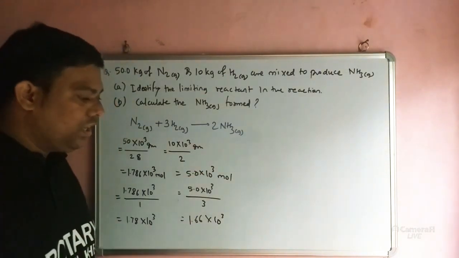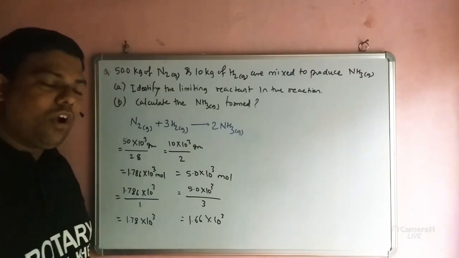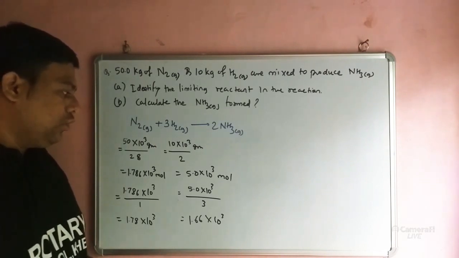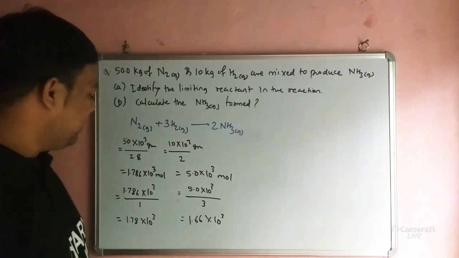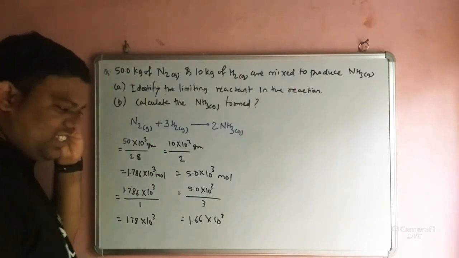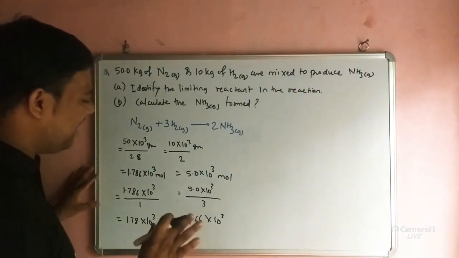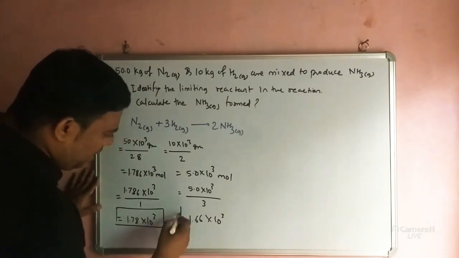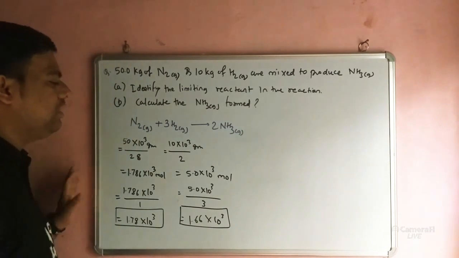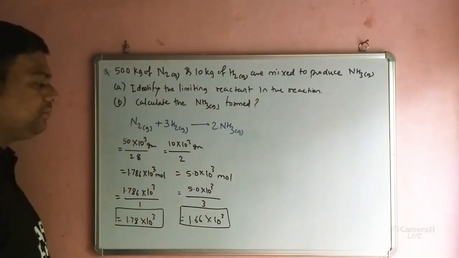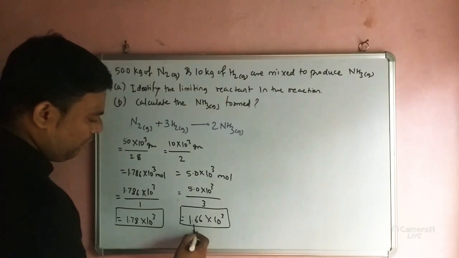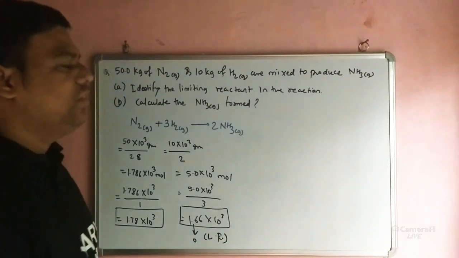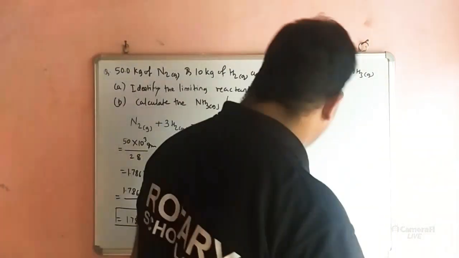Now you have your answer here, so you can identify which one is the limiting reagent. Yes, very good. Here H2 is the limiting reactant, the one with the least value, which is consumed earlier in the reaction. I hope you understood this clearly.